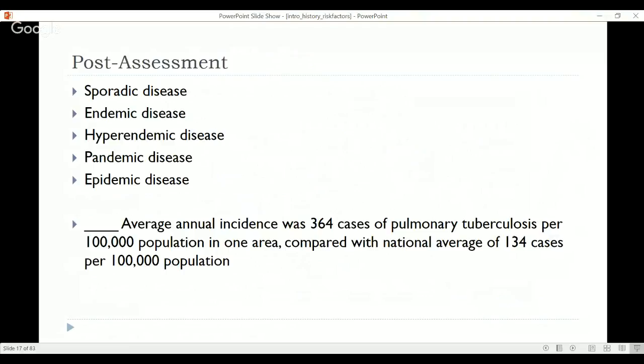All right, next one. The average annual incidence was 364 cases of pulmonary tuberculosis per 100,000 population in one area, let's say New York, compared with the national average of 134 cases per 100,000. All right, what would we consider this? Here the correct choice is hyperendemic, the reason being that the national average is 134, and the incidence in this one area, New York, say, is 364, which is 2.5 times as large as what we see nationally.